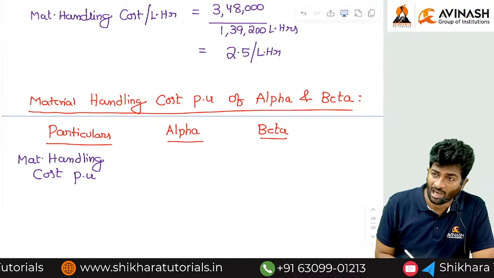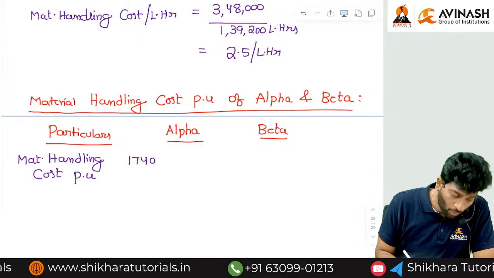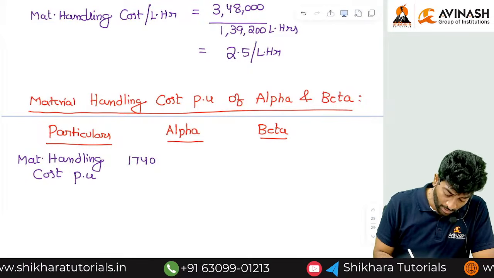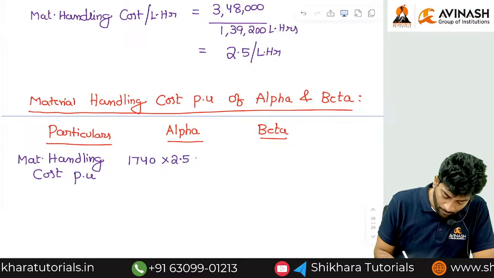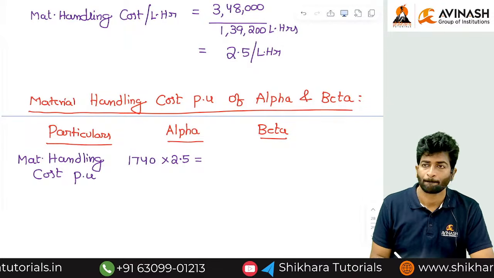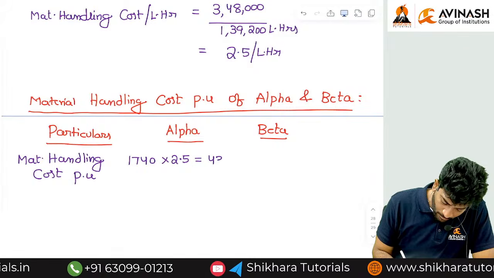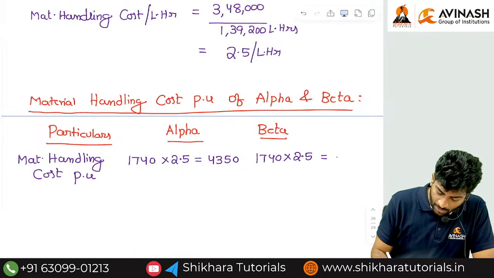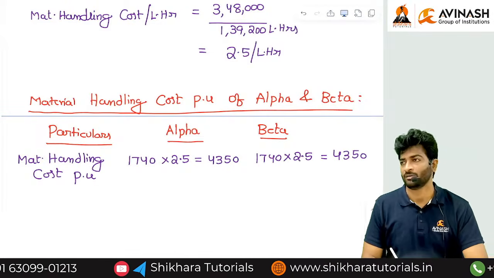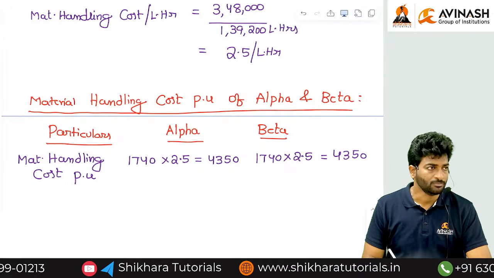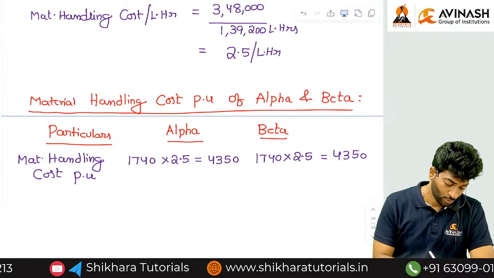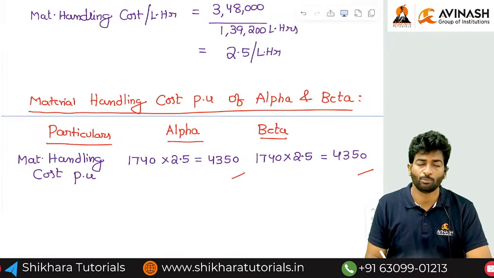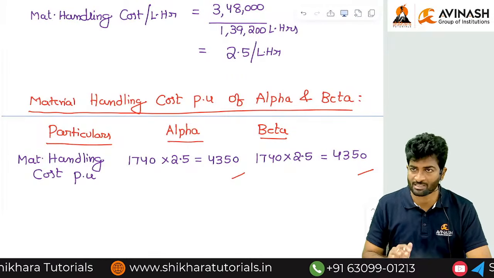Material handling cost per unit. For alpha, how many labor hours for 1 unit? 1740 labor hours, and we got the absorption rate as 2.5 rupees per labor hour. 43. Good. I think you will get the same for beta also, right? 4350. Here, this is the material handling cost per unit under volume based allocation, I mean on the basis of labor hours. This comes under the traditional method.